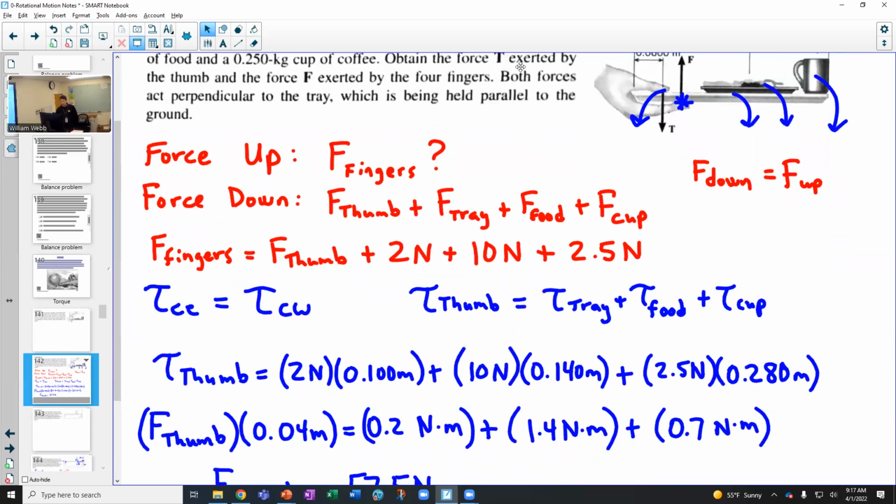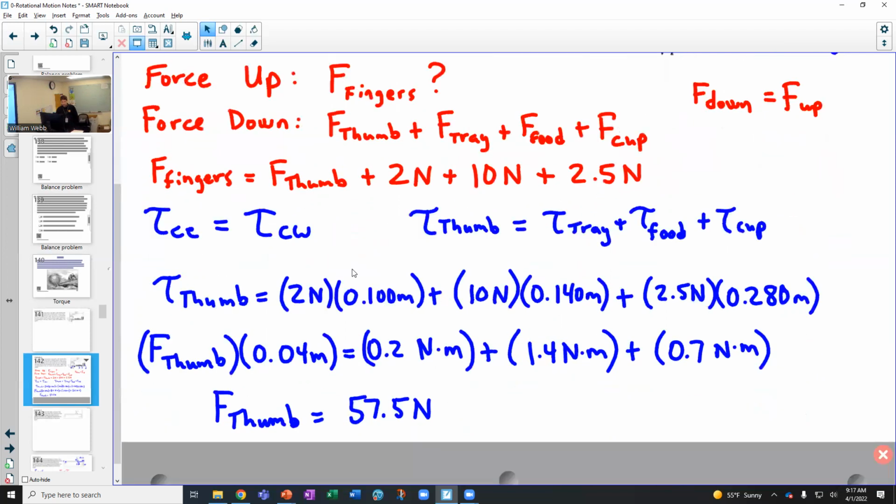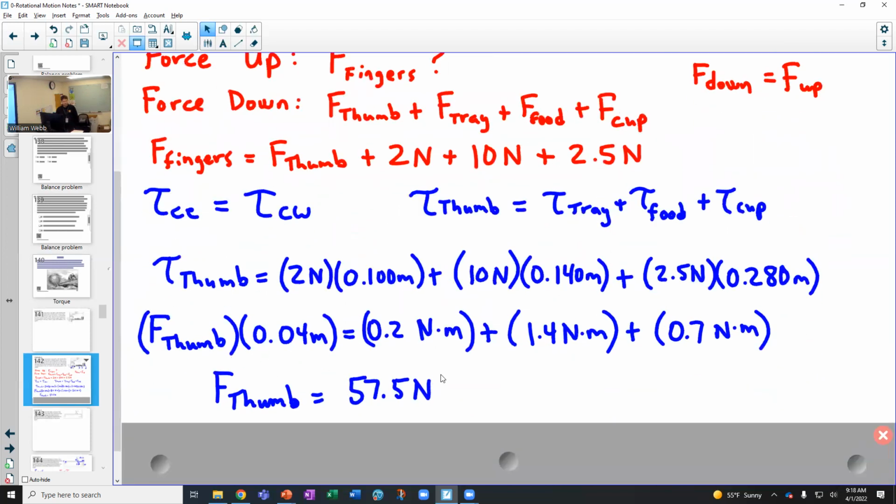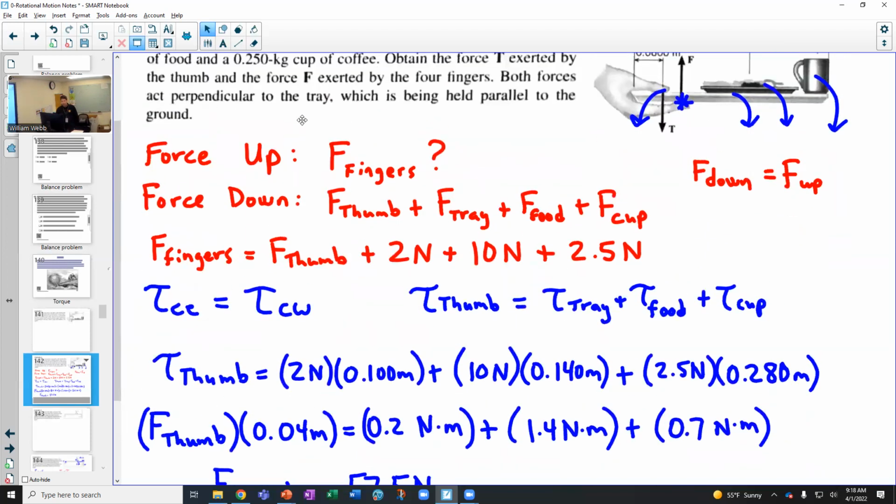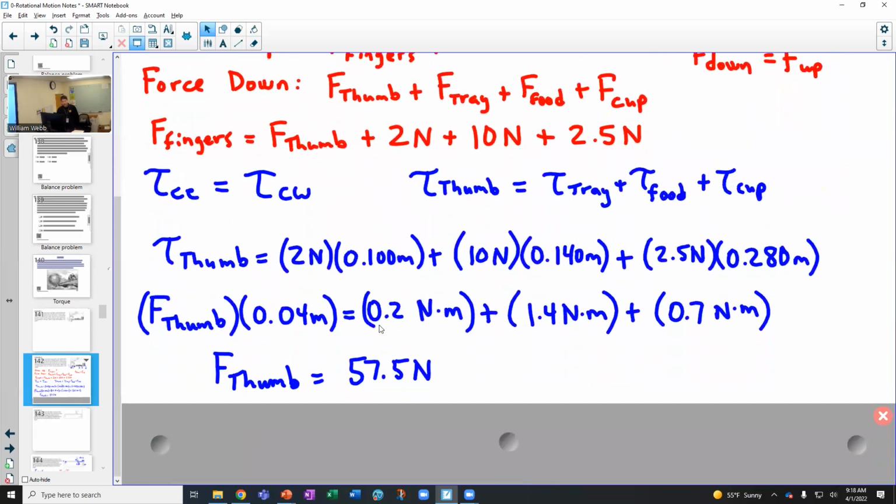It says obtain the force of the thumb, done, 57.5 newtons. And then obtain the force of the fingers. Okay, well, we're not done with that. So how are we going to do that? Plug it in. The last one, this one right here, we had these two. Now we know the thumb's force, so we just take that, plug it in there, and we can find the force of the fingers.